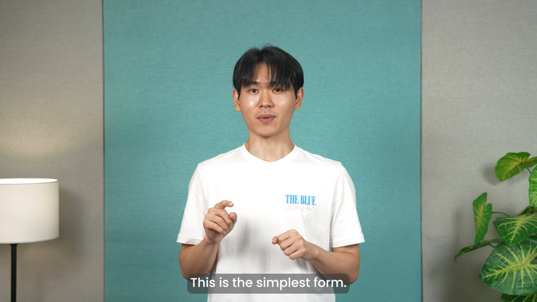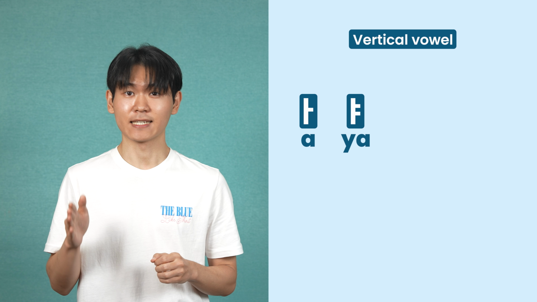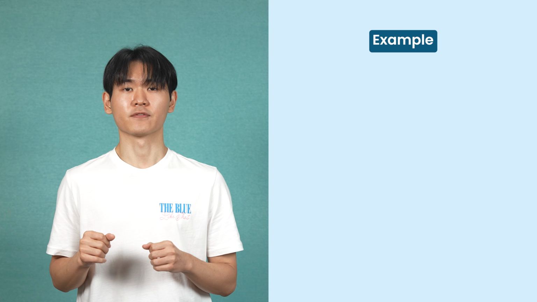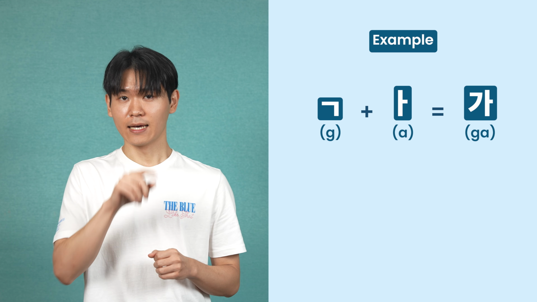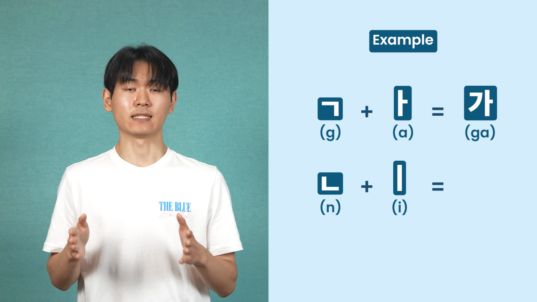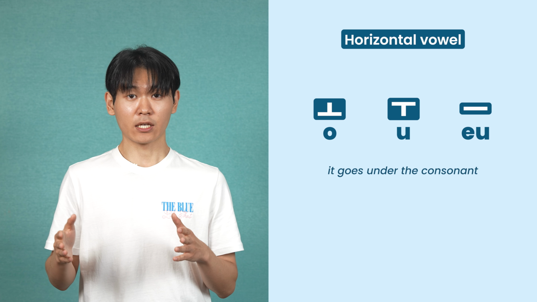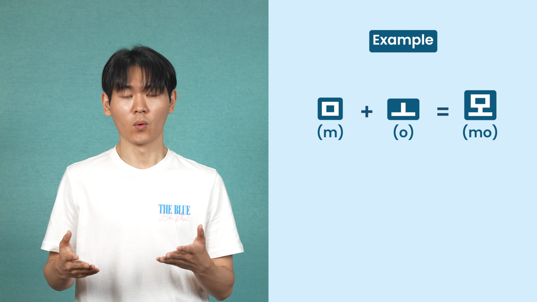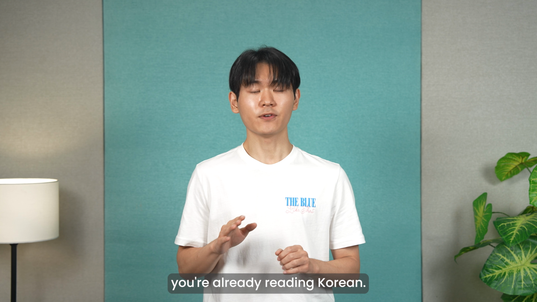This is the simplest form, but the trick is knowing where the vowel goes. If the vowel is vertical, like ya, yo, or e, it goes to the right of the consonant. For example, 기억 plus a is ga. 니은 plus e is ni. Now, if the vowel is horizontal, like o, u, it goes under the consonant. For example, 미음 plus o is mo. 시옷 plus 으 is 스. Just like that, you're already reading Korean.